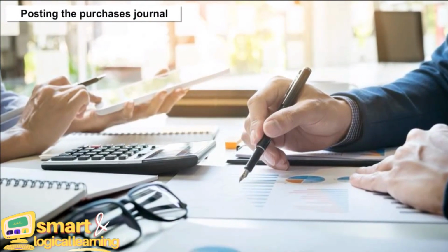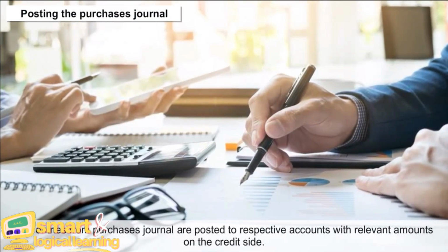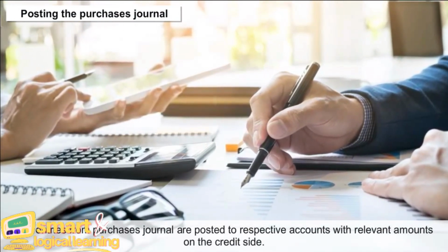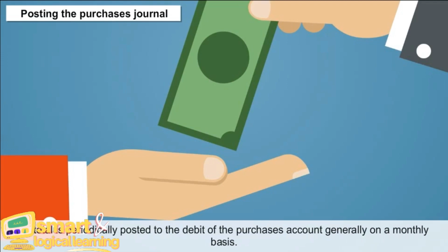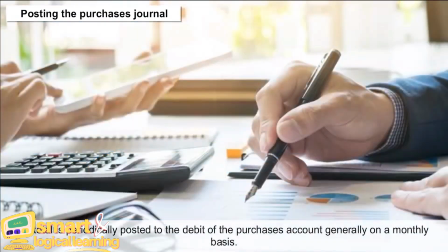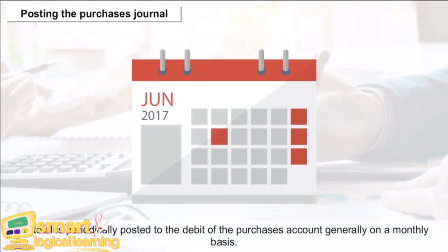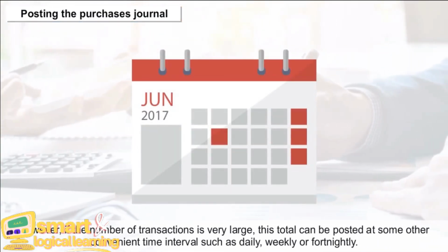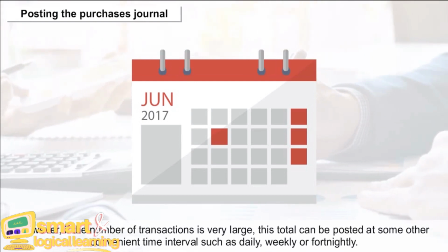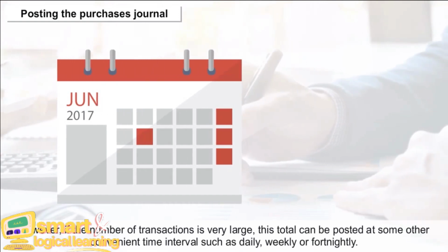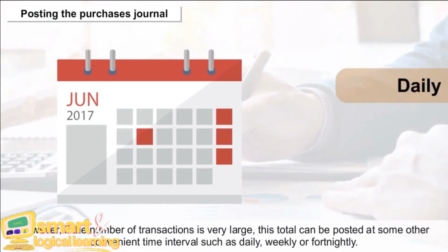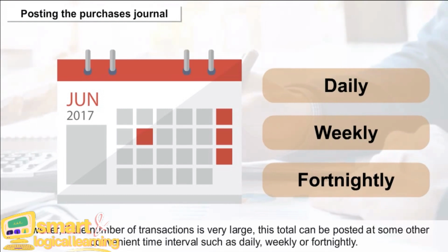Posting the Purchases Journal. The entries from Purchases Journal are posted to respective accounts with relevant amounts on the credit side. The total of the Purchases Journal is periodically posted to the debit of the Purchases account, normally on a monthly basis. However, if the number of transactions is very large, this total may be done and posted at some other convenient time intervals such as daily, weekly or fortnightly.